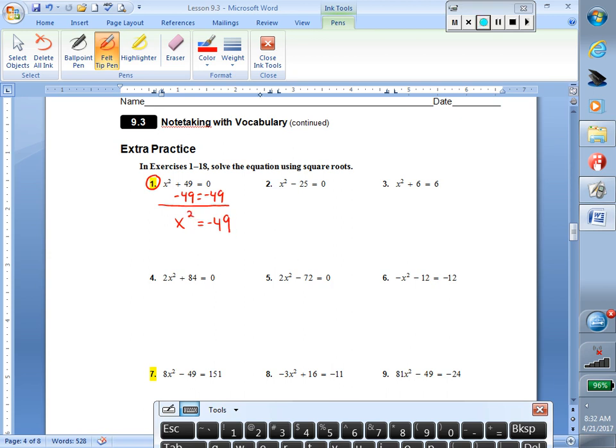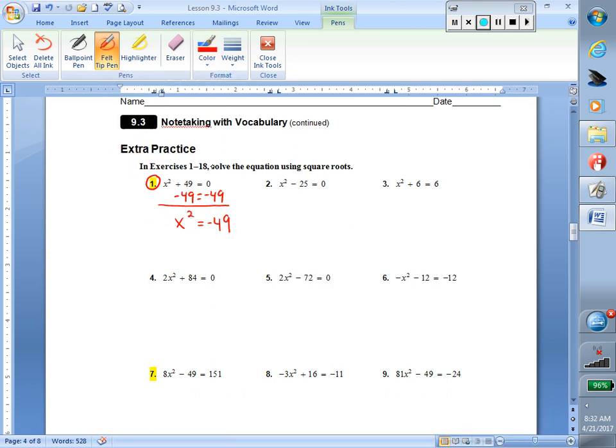Now that I have x squared all by itself, now I can undo that squared by taking the square root. X equals, now here's where we have to stop and think. I'm trying to take the square root of a negative number. I can't do that. So we're not going to have an x equals, we're going to have no solution.